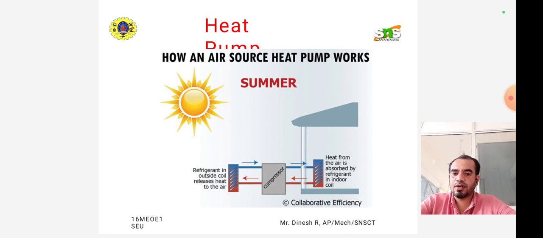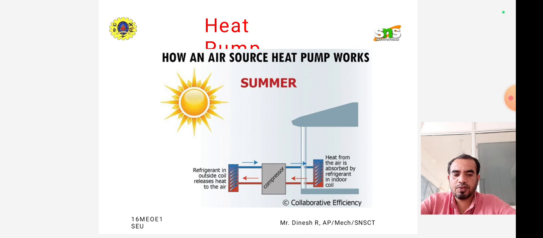A typical solar powered water pumping system, we can just see here in this diagram. We have given a heat pump system. It consists of a refrigerant outer coil and a compressor, and the heat from the air is absorbed from the refrigeration indoor coil. Basically this occurs in summertime.